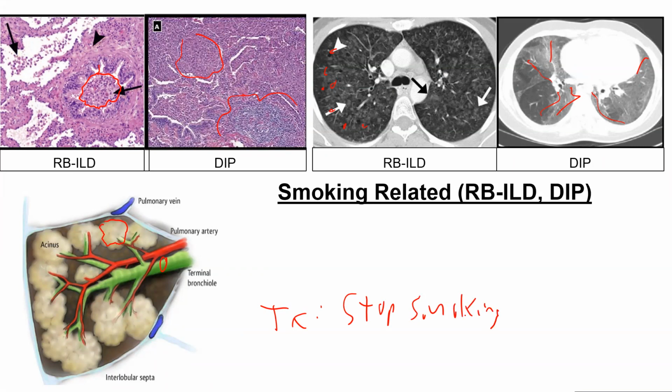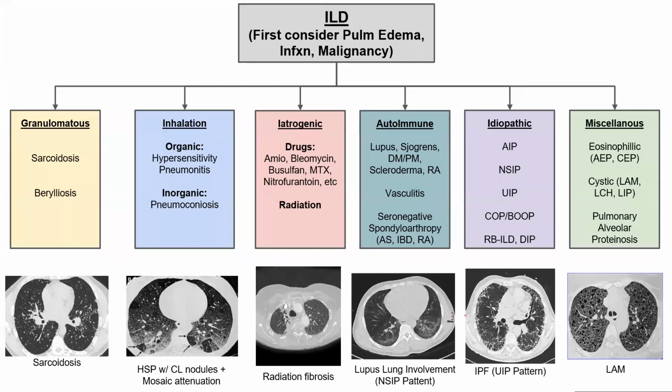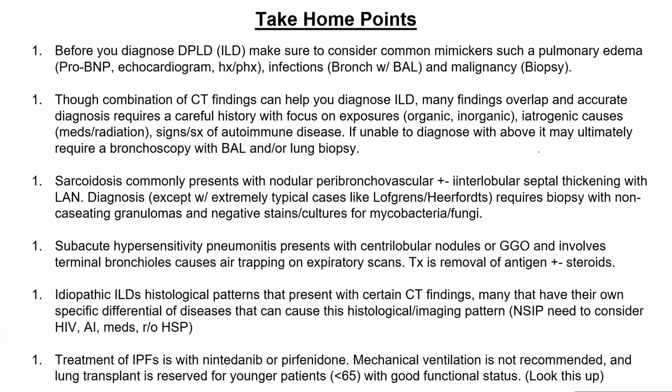The big thing out of here is never use steroids for UIP. It actually increases your mortality like 9 times. For RB-ILD, stop smoking first, then you can use steroids, and for NSIP and COP-BOOP, first line is going to be steroids. AIP is questionable, but most people will try to use it. All right, and the last section is the miscellaneous stuff I won't go into.